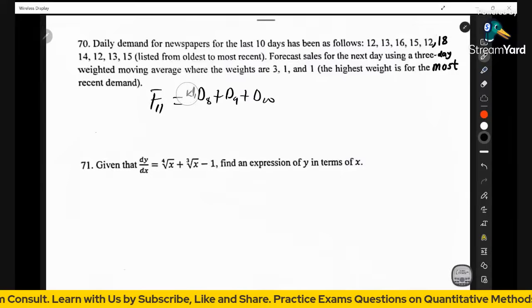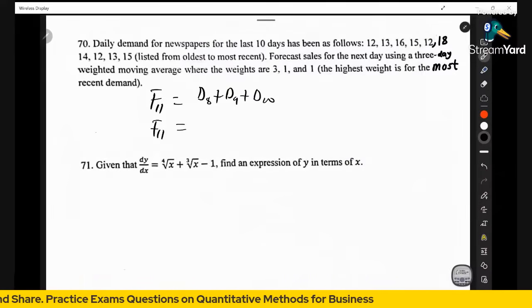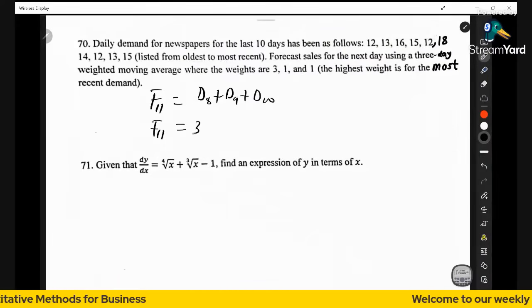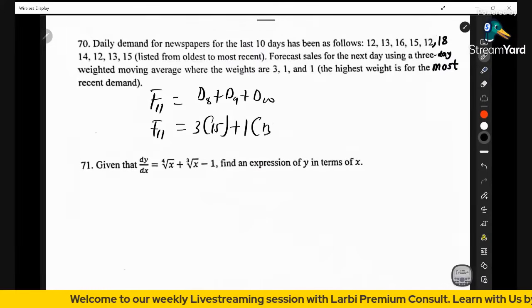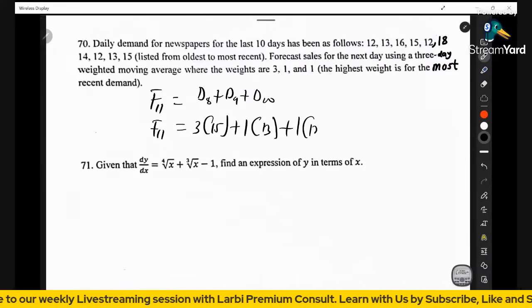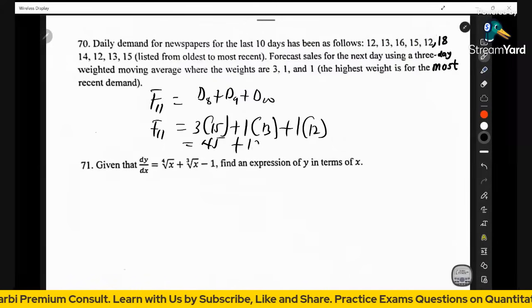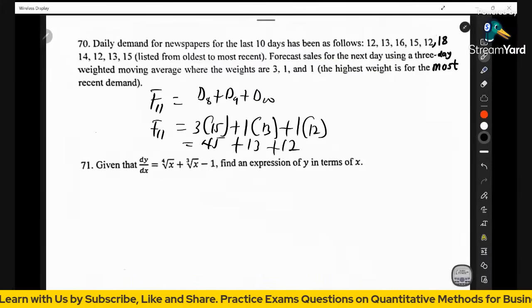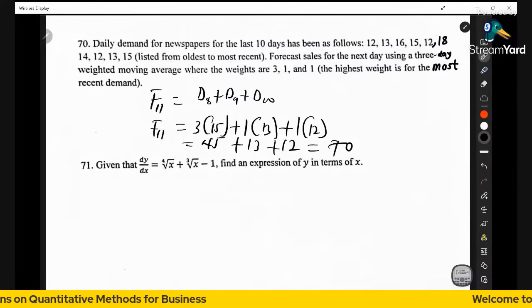Okay, so let me not even bring that. Let me make it like this. So F of 11 should be equal to, here the highest weight will apply on the most recent, which is 15. So we have 3 multiplying 15. Then the next one, 1 multiplying demand 9, which is 13, and then 1 multiplying 12, which is demand 8. So we have 45, 13, and 12. When you sum them up, you should be able to get 70. So this is going to be the forecast for day 11 using this weight in that line.